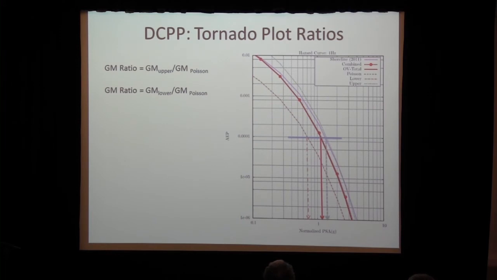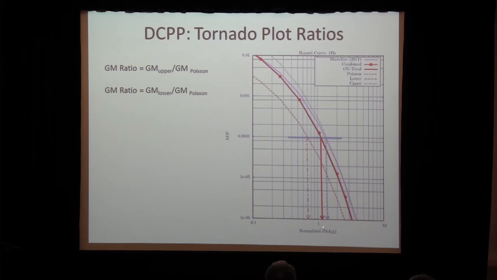Just quickly, before I show my 4 tornado plots, I'll go into how we calculate these tornado plots and these ground motion ratios. Given a set of hazard curves, and this is just a previous slide, but I've added a couple more curves, we want to look at a certain probability level. Let's say the 10 to the minus 4 level, which is this blue horizontal line. We go over and find our reference base case, in this case the OV total, which is equal to the Poisson, and we go down and ask what that ground motion is.